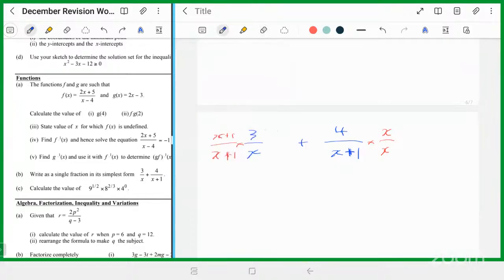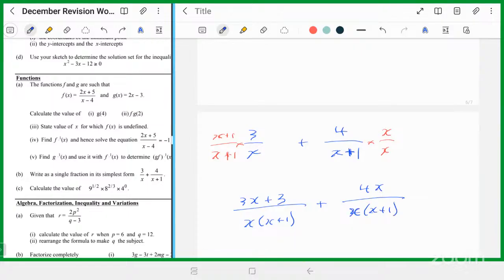Simplify. So 3 times this x is 3x. And 3 times 1 is 3, divided by this times this becomes x times x plus 1. Plus, over here now is 4 times this x is 4x, over x plus 1 times that becomes x into x plus 1.